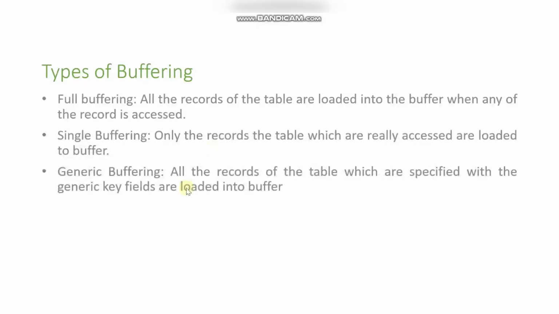And generic buffering. In generic buffering, the records of the table will be loaded into the application server buffer, but only with whatever generic key fields we have specified. That only will be loaded into the buffer. This is the use of generic buffering, and mostly we will be going with generic buffering because we will be defining the fields whatever we need to be buffered. That's why we will be going with generic buffering mostly.